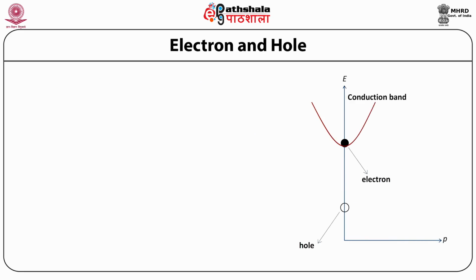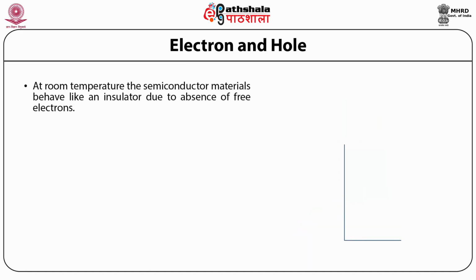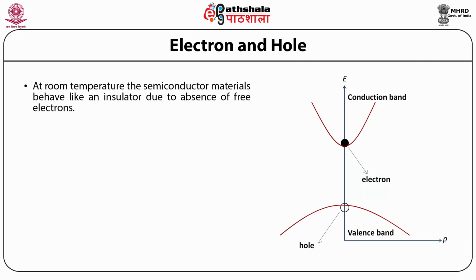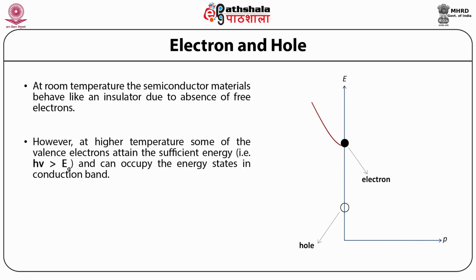Electrons and holes. So students, here we will be discussing how the concept of the hole arises. As discussed earlier, at room temperature, the semiconductor material behaves like an insulator due to the absence of free electrons. However, at higher temperature, some of the valence electrons attain sufficient energy, that is, h nu is greater than Eg, and they can occupy the energy states in the conduction band.